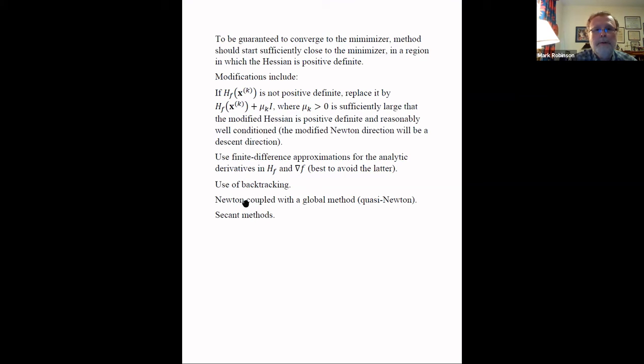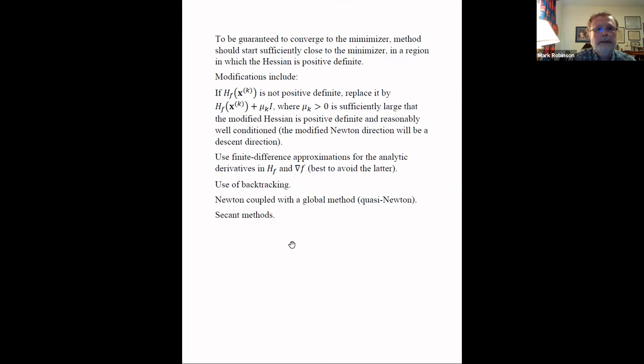And you could also couple Newton's method with a global method, something like, say, a steepest descent method, and get a quasi-Newton type method. Here you might start first with a Newton step, but if it's not proceeding the way it should, if it doesn't look like you're moving in a descent direction, then switch over and take a step using a different method. So there are combinations where you can work with the Newton method in tandem with other methods.